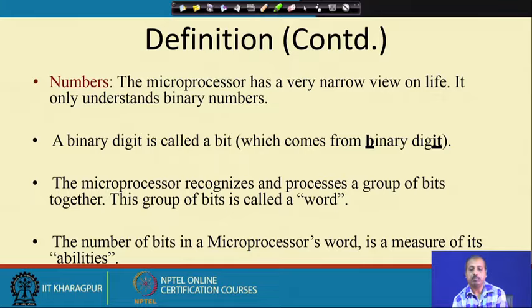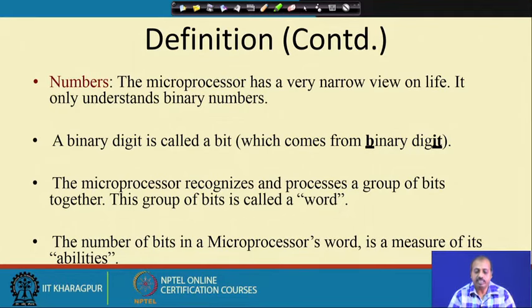A microprocessor has a very narrow view on life, you can say it only understands binary numbers. This statement is slightly tricky, because as we know any digital system works with ones and zeros only. That is true for microprocessors also, though while understanding the operation of a microprocessor, we will write in terms of some text, some ASCII characters, with mnemonics and register names, but internally everything is nothing but some binary numbers.